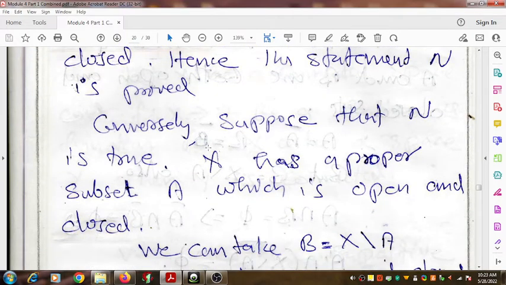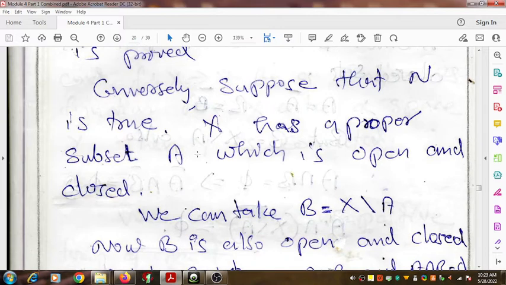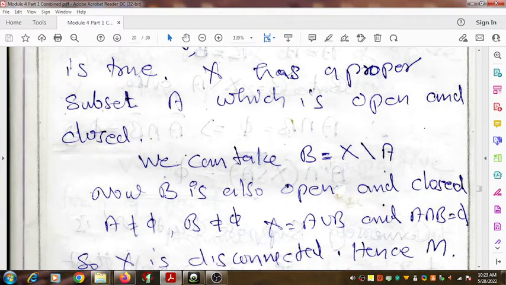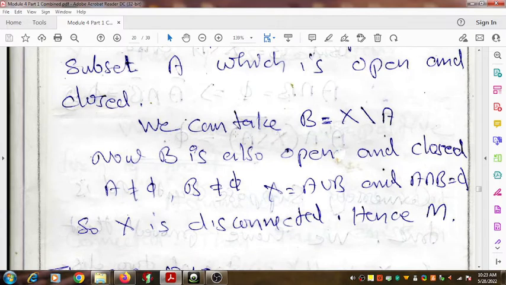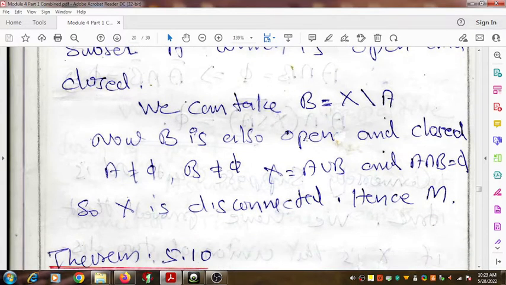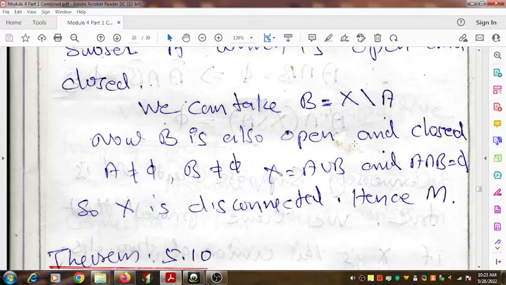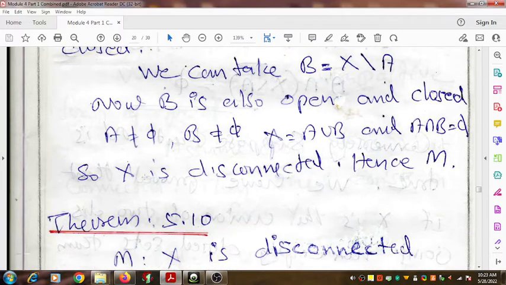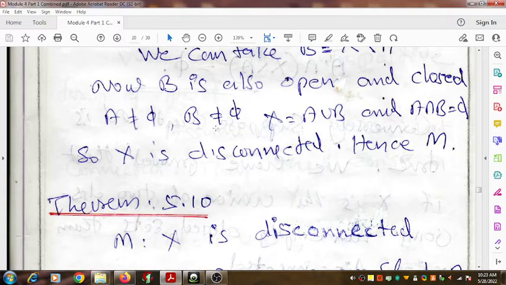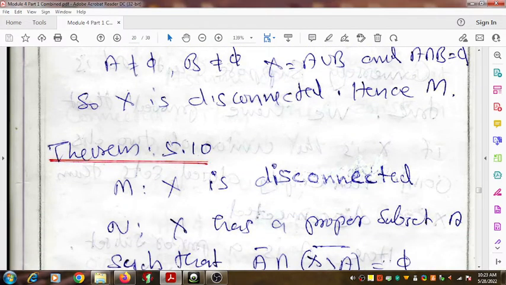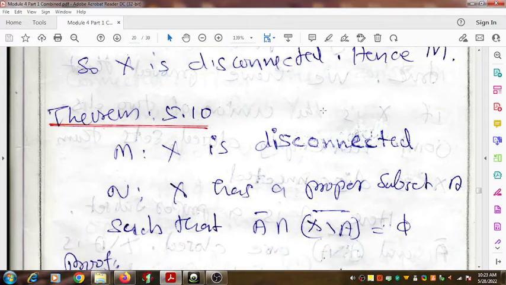Hence we get the statement N as a true statement. Conversely, suppose that N is true. Then X has a proper subset A which is both open and closed, and we can take B equal to X minus A. Since A is closed, B is open. Now B is also closed, and thus B is also both open and closed, and since A is non-empty, B is also non-empty. X can be written as the union of A and B, and A intersection B is empty, therefore X is disconnected. Thus we get that the statement M is true.